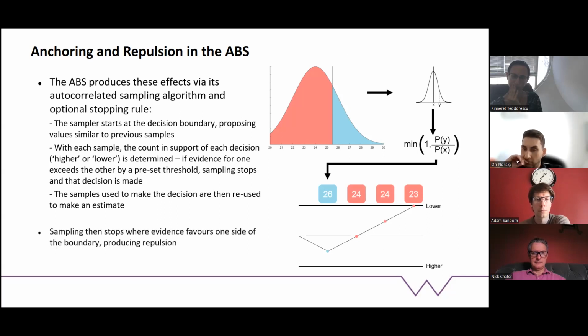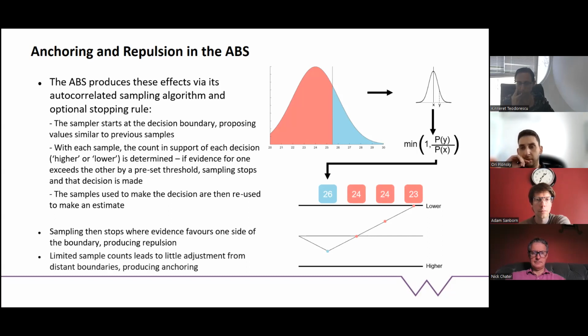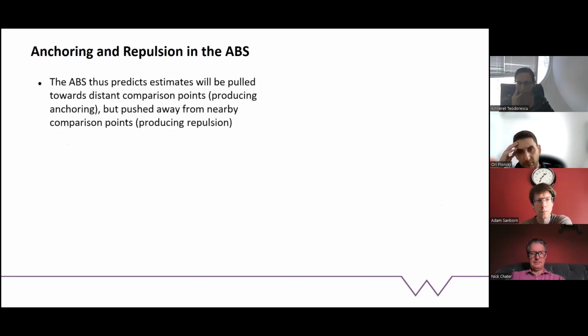And because the optional stopping rule means that the sampling will only stop where the evidence favors one side of the boundary, it won't stop where there's ambiguous evidence. We will see repulsion away from the boundary. So it'll stop where there's evidence away from the boundary, and that should give us a repulsion effect. But similarly, this autocorrelated sampling algorithm beginning at the boundary means that if you have a limited number of samples, you might not be able to get too far from the boundary, so we might see anchoring. So we have both effects emerging from these things in different directions, but the way you can separate those is by considering them according to how far the target is from the boundary.